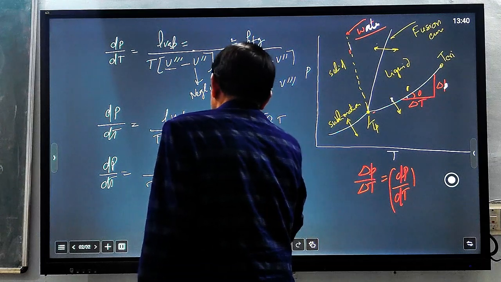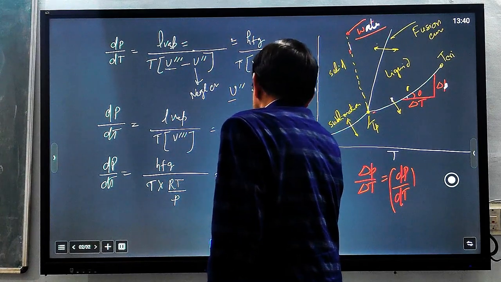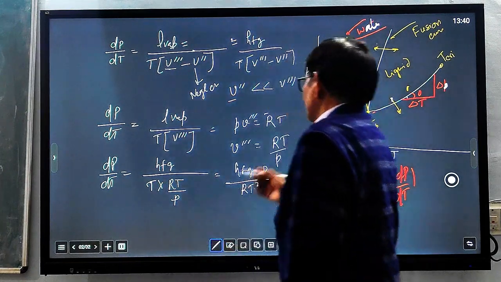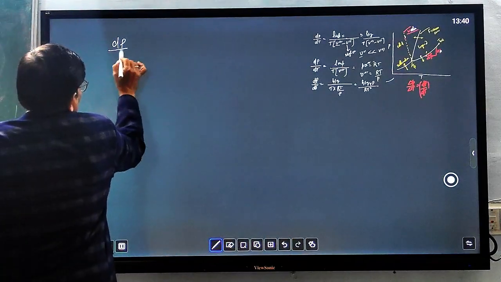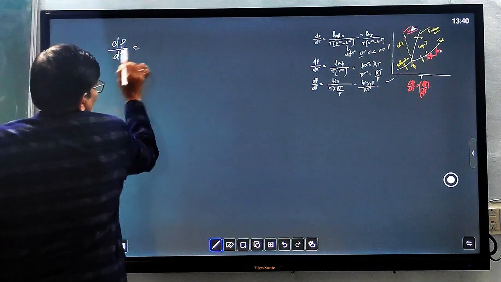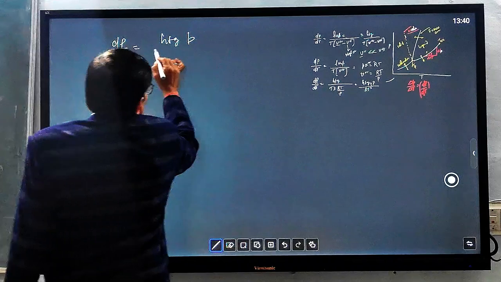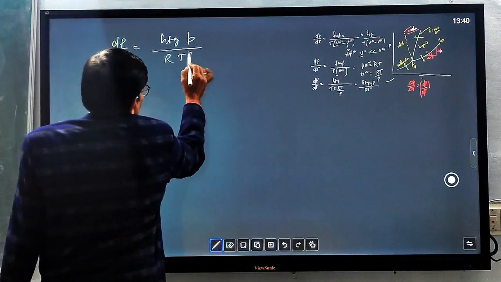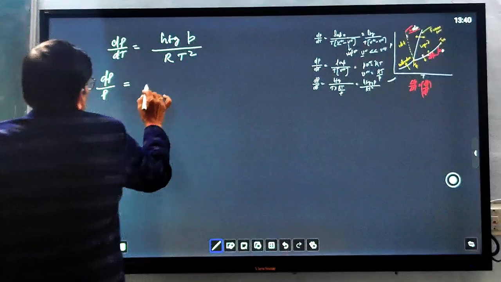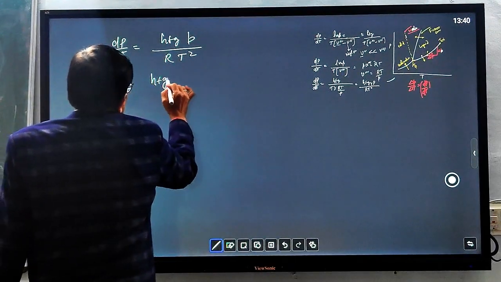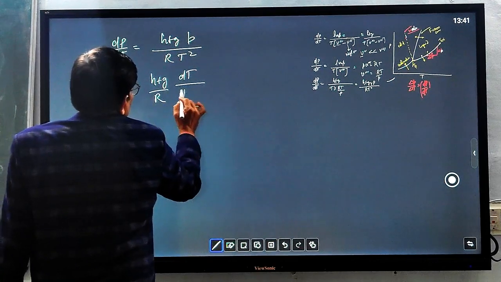This is equal to HFG upon, here is also T, so RT square into P. The upper P will come to the denominator. So dp over dt equal to HFG P upon RT square. Taking dp over P on one side, dp over P equal to HFG dt upon RT square.